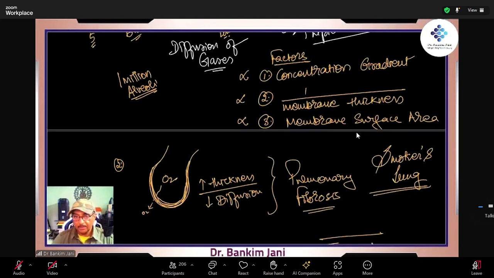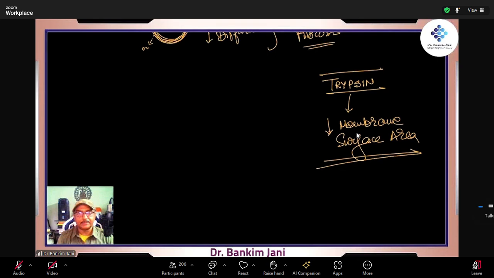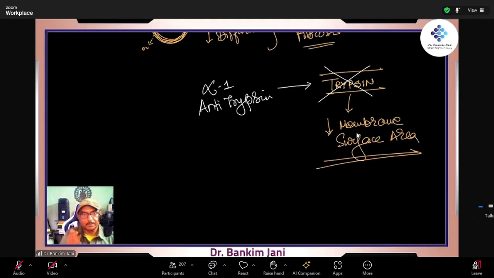Very easy to understand. But see what happens. Over here, we said there is a substance called trypsin, and that trypsin will shrink the membrane surface. It will decrease it. We don't want this, so we have to inhibit it. We have to stop it. How will we stop it? There is one more substance called alpha-1 antitrypsin. See the name, so thoughtful. Alpha means powerful. Antitrypsin knocks off the trypsin, so the membrane surface area is not decreased.